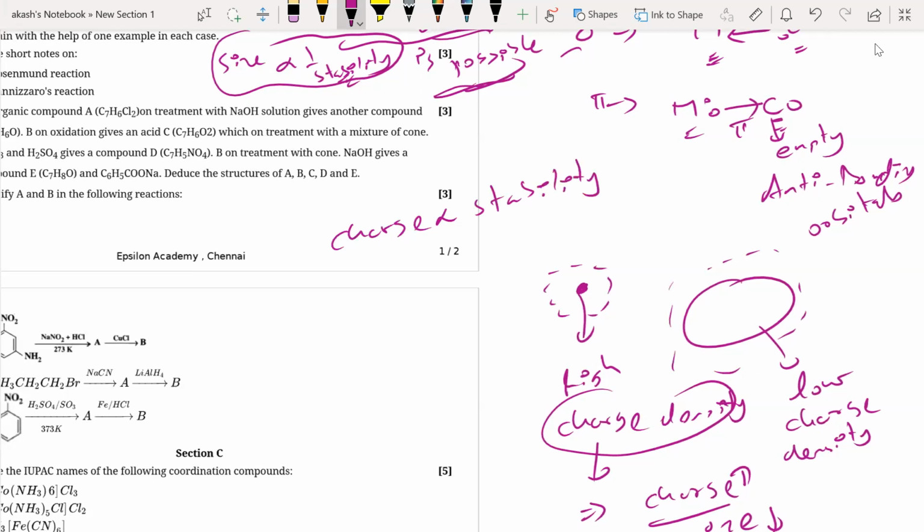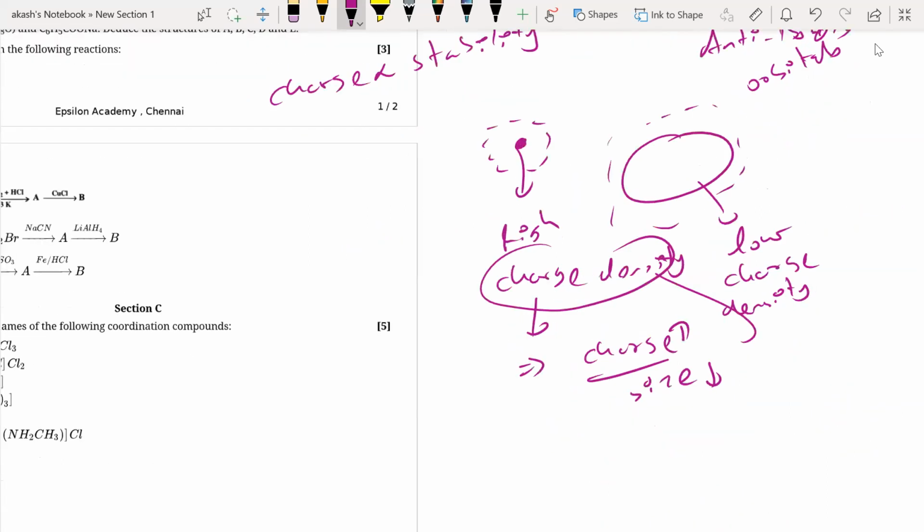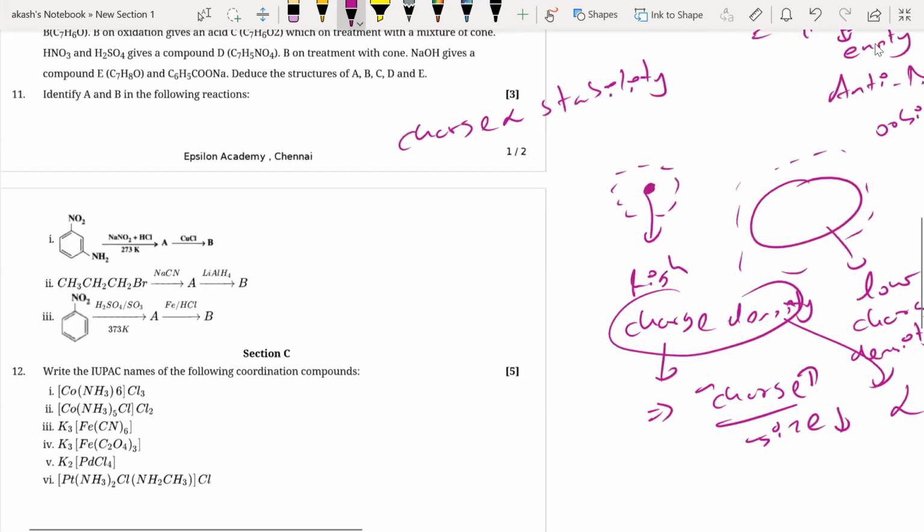Because all we need is the charge density to be directly proportional to stability. As simple as that. We know what is charge density: charge by size. Okay? Fine. So that is about charge on the cation. Next is nature of the ligand. Now we are talking about whether it is a strong field ligand or weak field ligand.